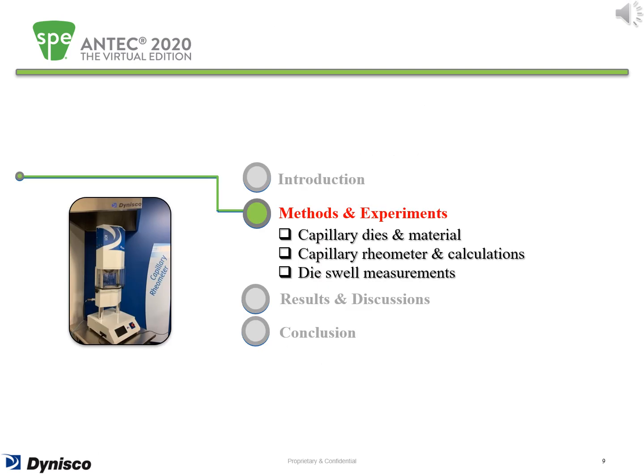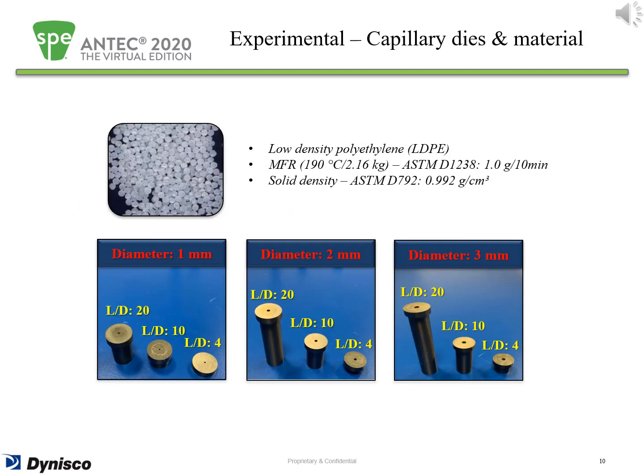In the next section, I'll talk about the methods and experiments regarding capillary dies and material, capillary rheometer and calculations, and die swell measurements. The base polymer evaluated in this study was LDPE with the melt mass flow rate of 1 gram per 10 minutes at the ASTM D1238 testing condition.